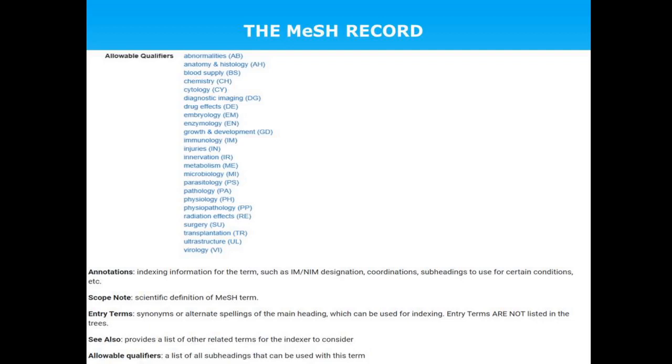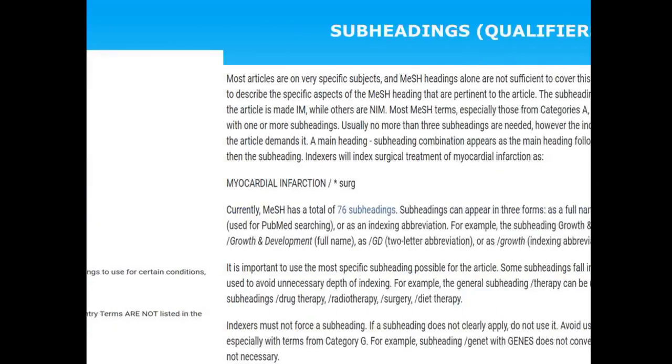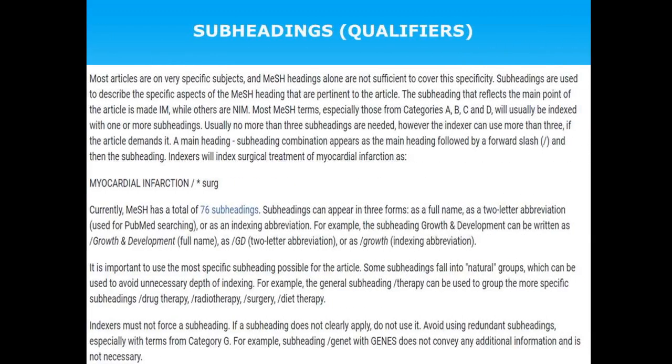An entry term: synonyms, related or alternate spellings of the main headings, which can be used for indexing. Some entry terms are not listed in the trees. Remember that entry terms are not in the trees. See also, it's a cross reference, provides a list of other related terms. Allowable qualifiers, it's subheadings. Qualifiers are subheadings. Descriptors are main headings. Descriptor qualifier means main headings and subheadings. Simple. Now we are going to discuss in detail about subheadings, that is qualifiers.